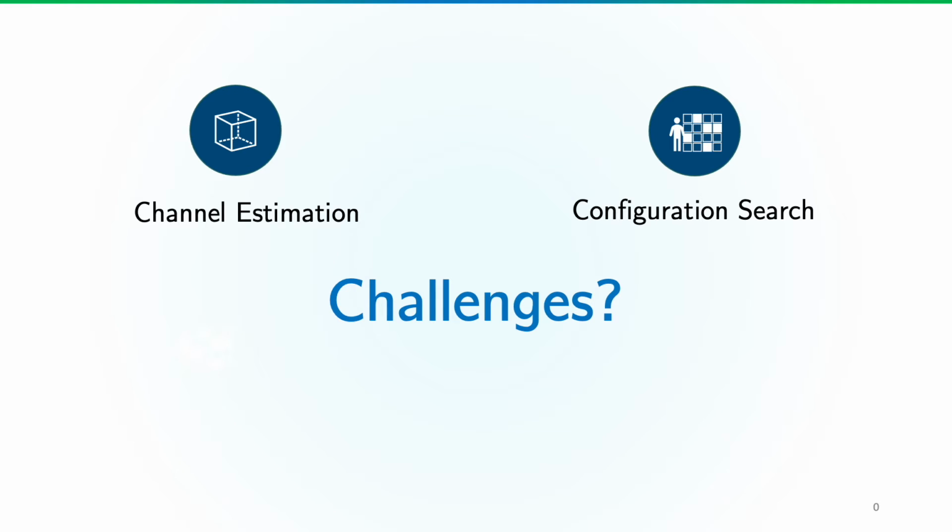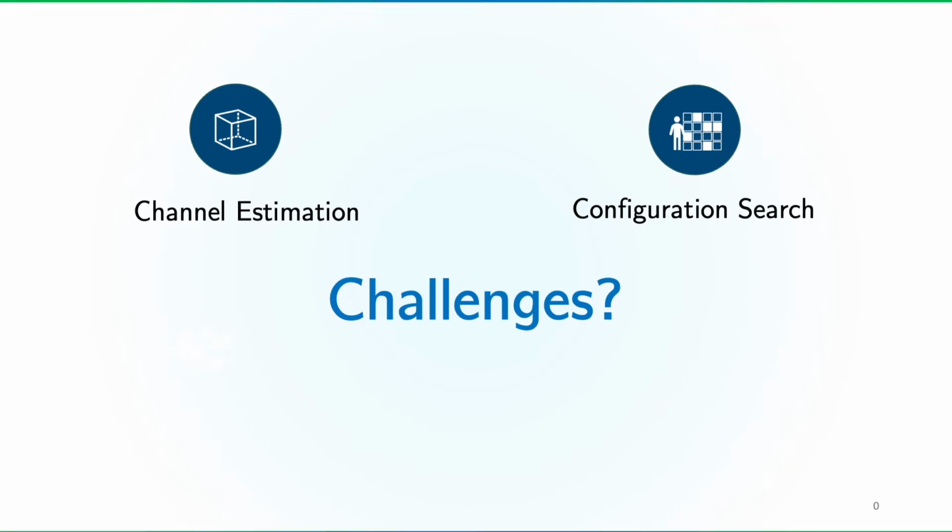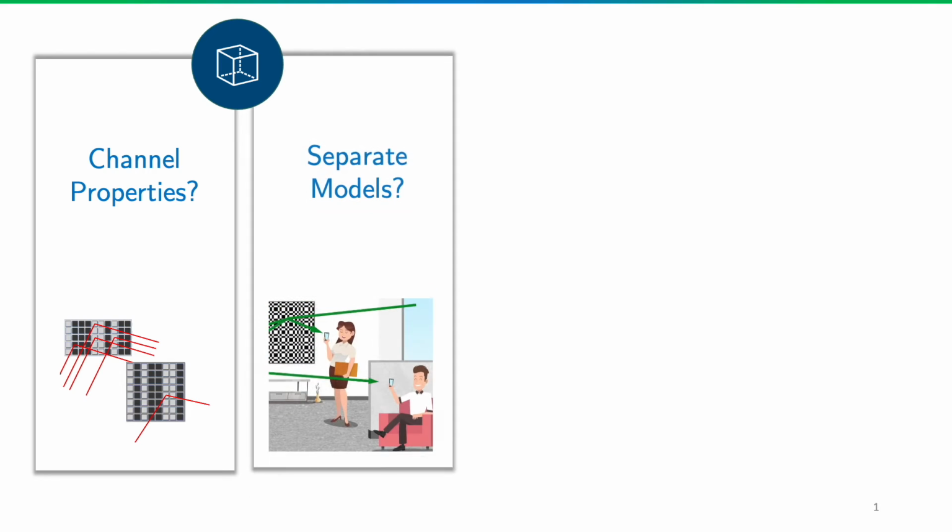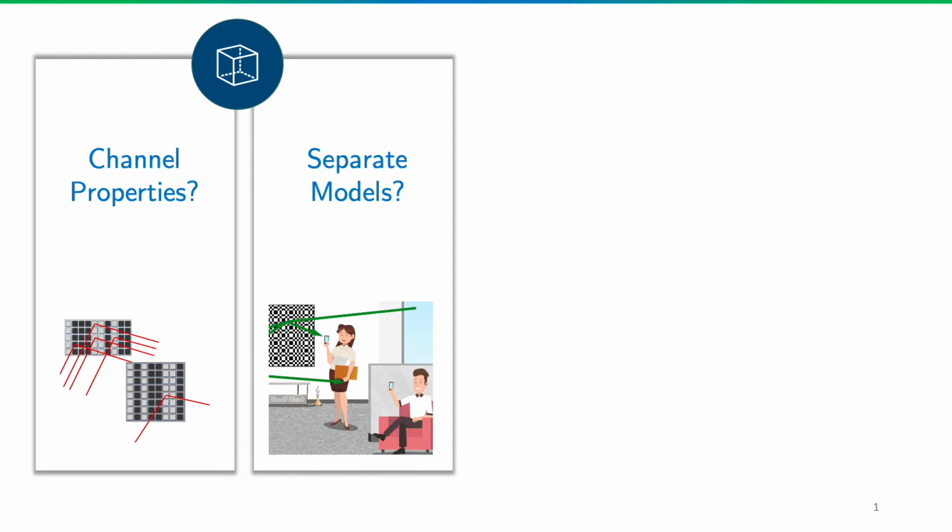For channel estimation and configuration search, we identified some key challenges. For estimating the channel, the first challenge is that most details about the channel properties, such as the physical model of the IRS and the surroundings, are unknown. Secondly, we must decide whether to separately estimate the channel for line-of-sight and non-line-of-sight users.